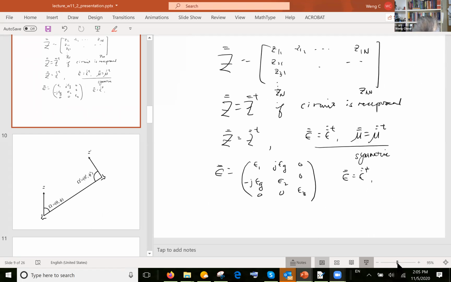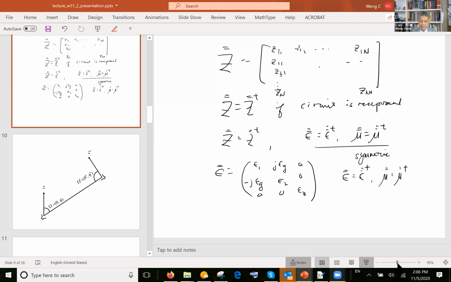This is the conjugate transpose. It is lossless. Yes, it's lossless. So a gyrotropic medium is lossless, but not reciprocal. Whereas most media that we have in this world are not gyrotropic, so they are symmetric and reciprocal. So it's quite easy to find reciprocal medium, but it's not easy to find gyrotropic medium.